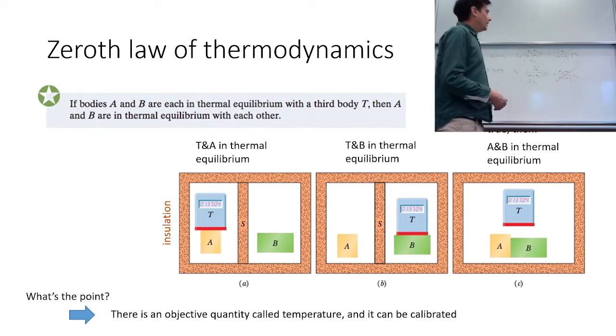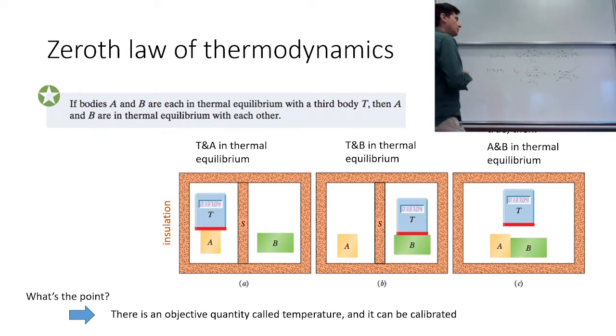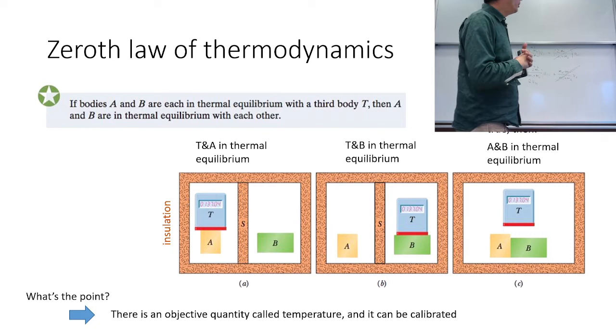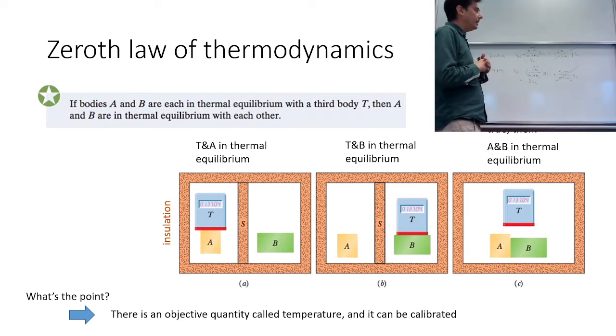Given that you've got such a device, then you can figure out how hot or cold something is, right? Now, the Zeroth Law of Thermodynamics is stated like this. If bodies A and B are each in thermal equilibrium with a third body T, then A and B are in thermal equilibrium with each other.